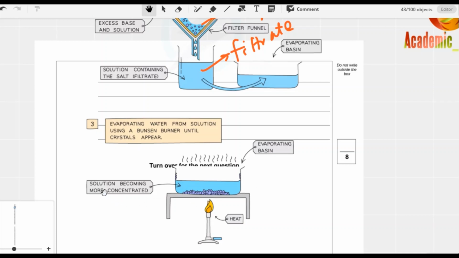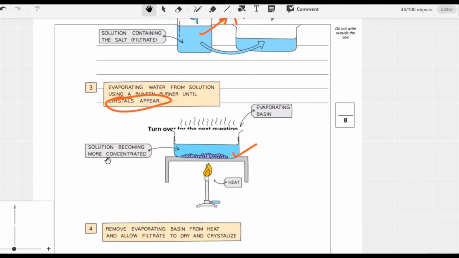So now the next one, during the evaporating of water from the solution, while heating, crystal formation appears in the solution. Here the solution becomes more concentrated. Why? Because the water is going to evaporate.